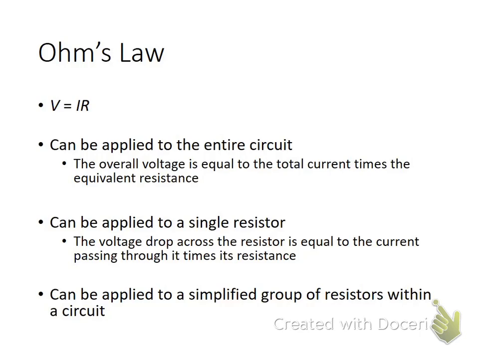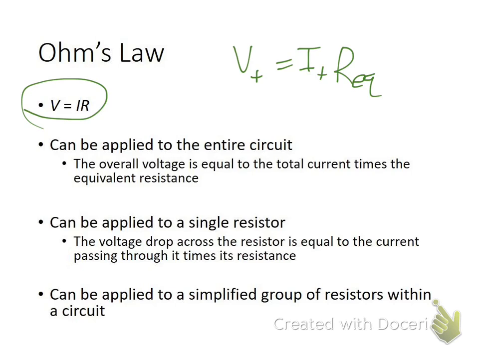Ohm's law is the magic law of this unit. Simply V equals IR. Now this works for the entire circuit. The grand total voltage is equal to the grand total current times the equivalent resistance. It can be applied to a single resistor, so the voltage drop on that resistor is equal to the current running through it times its own resistance. Or it can be applied to a simplified group.